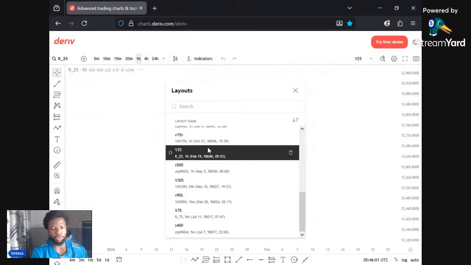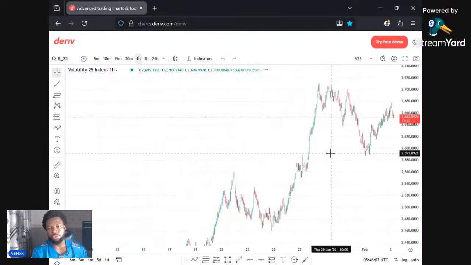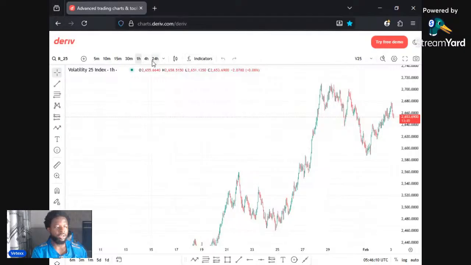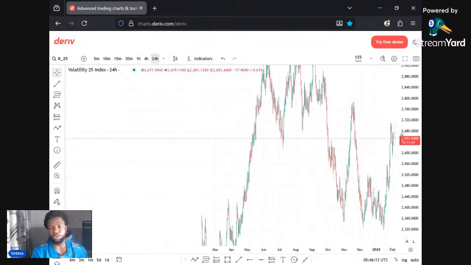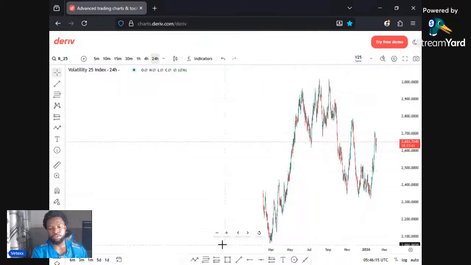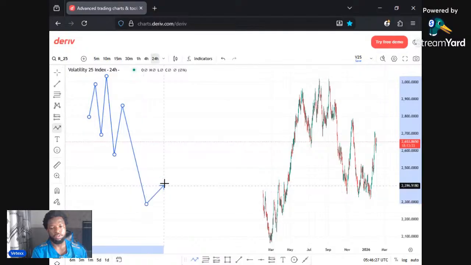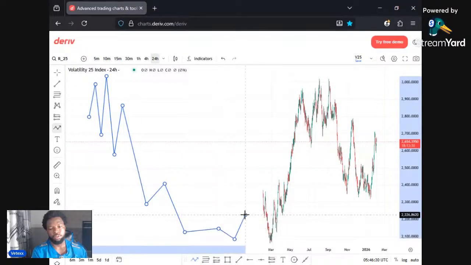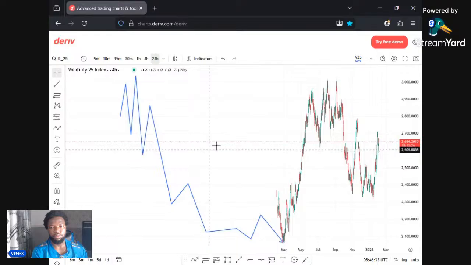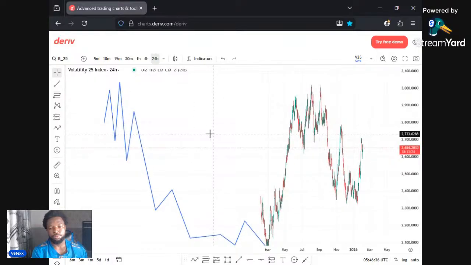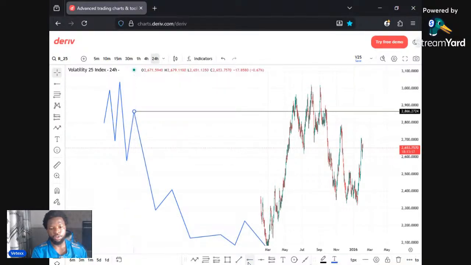So the next is V25. What do we have on V25? V25 has been bearish on the weekly time frame. It has something like this on the weekly time frame. We have this, this, this, this. We have something like this on the weekly time frame. Okay, it's on V25. It's bearish on the weekly time frame.